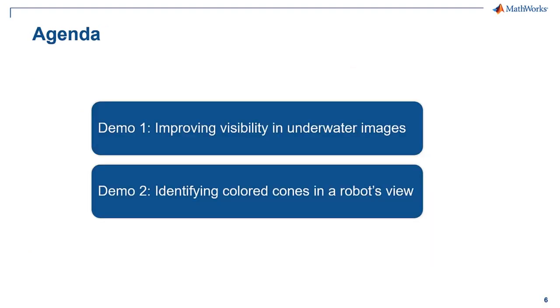So, in the next 30 minutes or so, we are going to see two vision-related problems in real-world examples and how image processing techniques will be used in each one of them. First, we will see how to improve visibility of objects in underwater images, and second, to identify colored cones or objects in a robot's view. So let's get started with solving some problems.